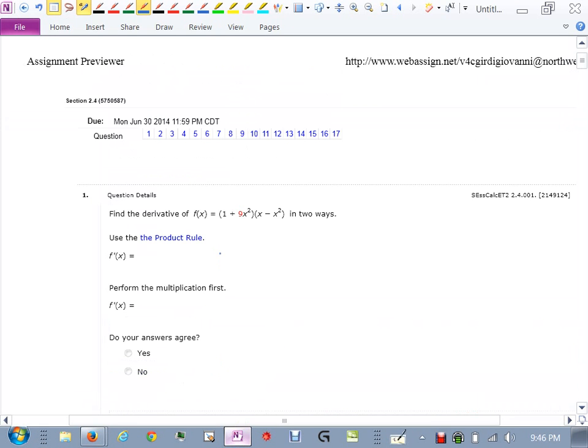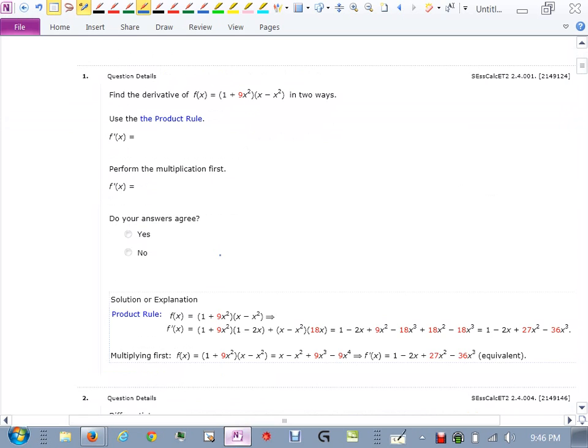Okay, working on the homework here for 2.4. We're going to be looking at mostly here product rule and quotient rule. All right, so before I begin, I want to point out that the way I'm going to use product rule and quotient rule is a little bit different than the way the book shows it. And let me explain.